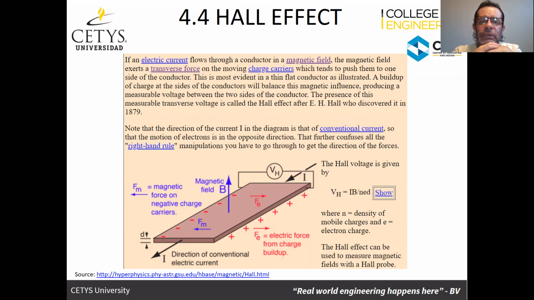And this was discovered in 1879 by a person, I believe he was a physicist.